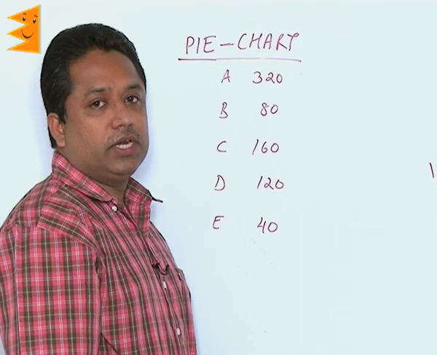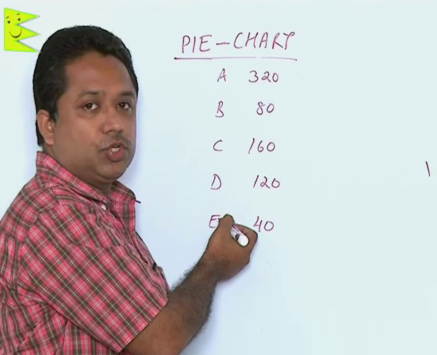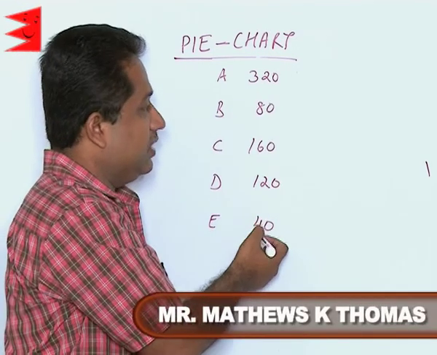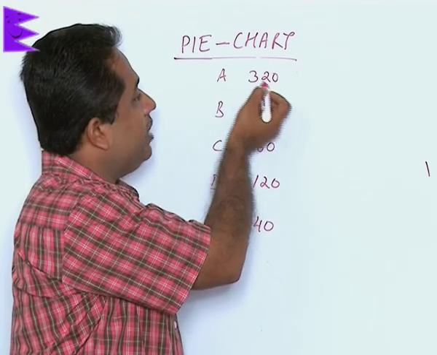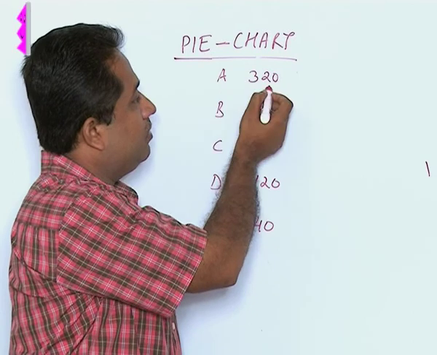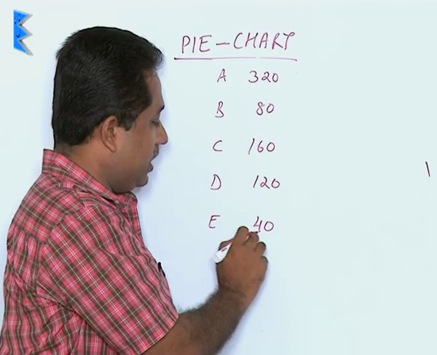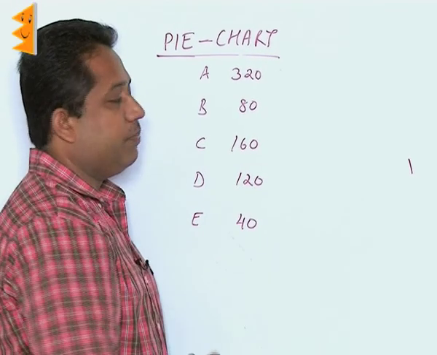Drawing of a pie chart. Let us consider this question. There are 5 items in a shop, A, B, C, D and E, and this is the sale of these items in one day. So, he is selling 320 items of A, 80 of B, 160 of C, 120 of D and 40 items of E per day. And now we have to represent this on a pie chart.